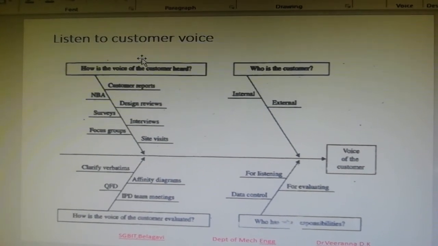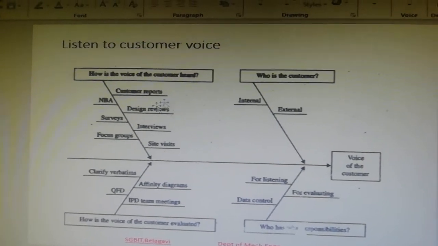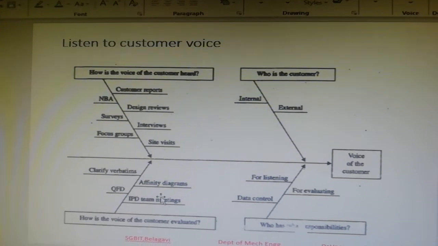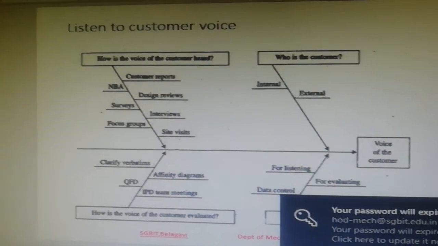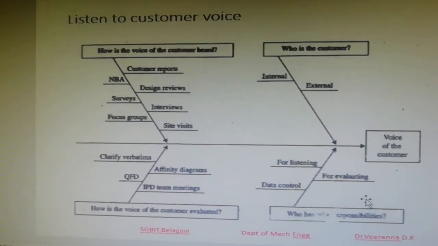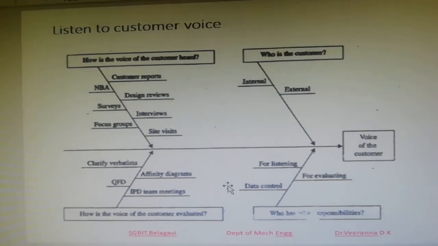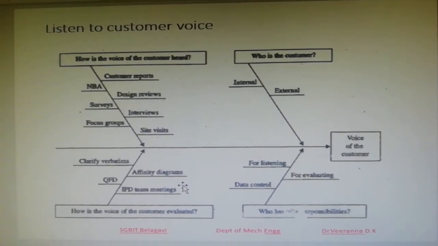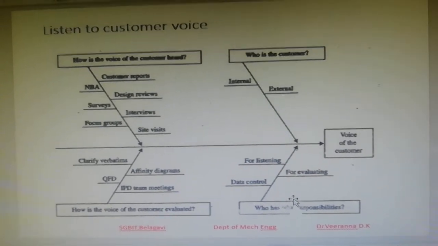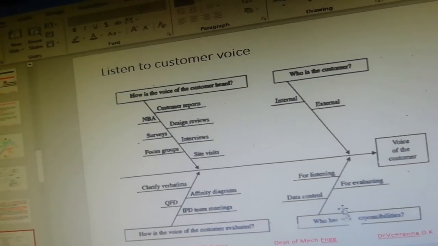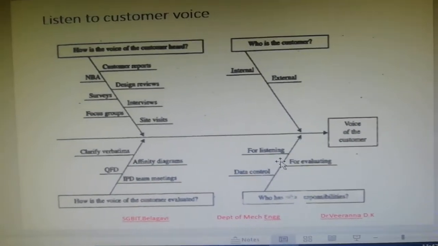Just now we have seen the comment card, toll free numbers, focus group, like that. There are so many methods. And how to verify those customer feedbacks. These things you will study in the later part of the chapter, where you can see QFD and affinity diagrams. All those methods will help you to verify the customer needs. Then you have to have the details by which you can get the listing and the data control, or you can have the data analysis.